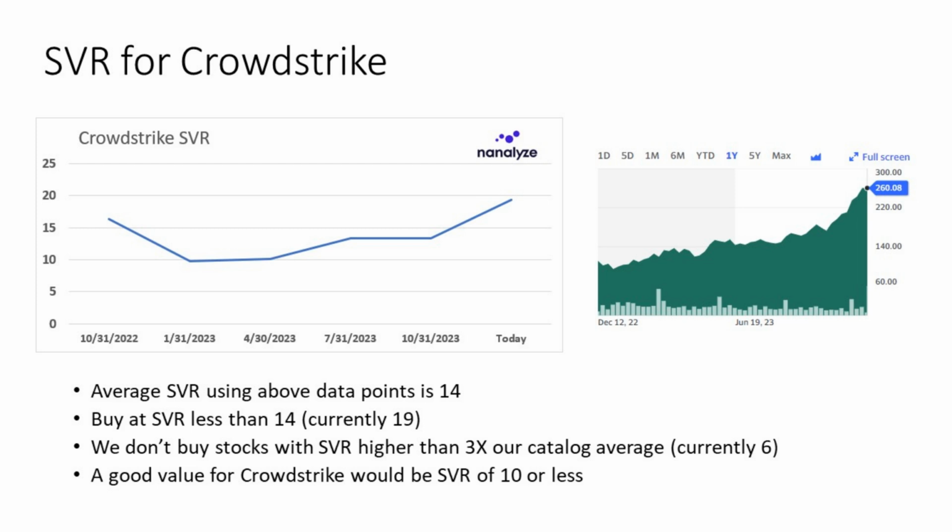And our current rule is to buy at an SVR of less than 14. It currently happens to be 19, so this is quite overpriced. We actually don't buy stocks with an SVR higher than 3 times our catalog average, which the last time I checked had moved to 6. So that means we wouldn't buy any stock with an SVR higher than 18. A good value for CrowdStrike would be an SVR of 10 or less, and you can see that earlier this year it traded at those levels.